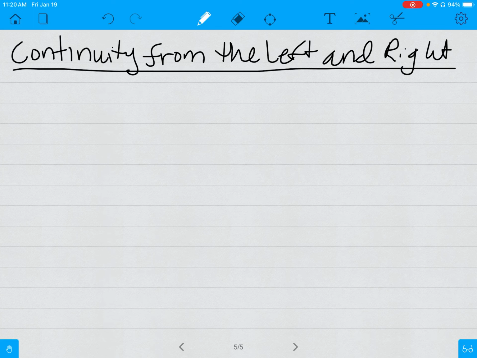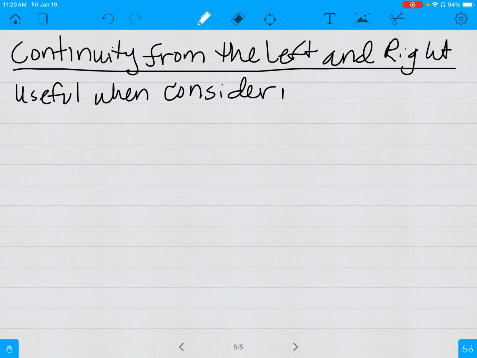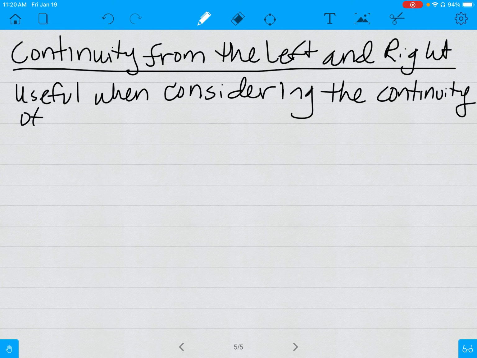In this video, we're going to be discussing continuity of the graph from the left or from the right. And this is useful when considering the continuity of the endpoints of a graph.